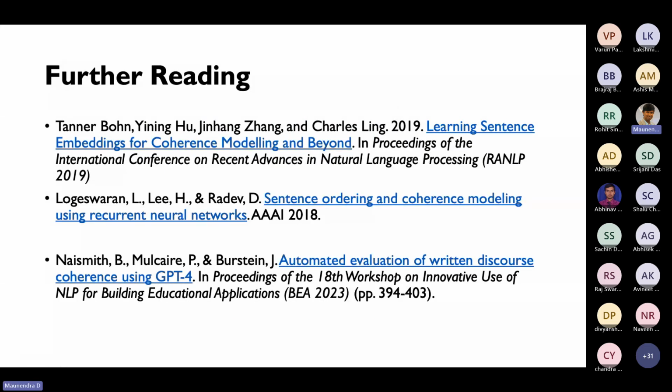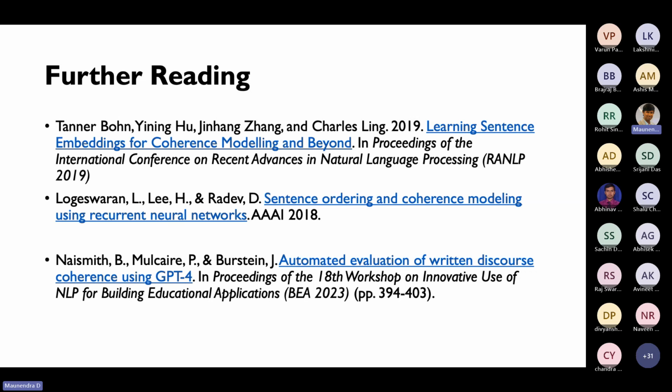So this was about discourse, and there are some further references that I've added from recent work. Learning sentence embeddings for coherence modeling and beyond, and sentence ordering and coherence modeling using recurrent neural networks, and they're fairly recent, not very recent, 6 years back. And then there is automated evaluation of written discourse coherence using GPT-4. So nowadays people are also using large language models for understanding different aspects of coherence.